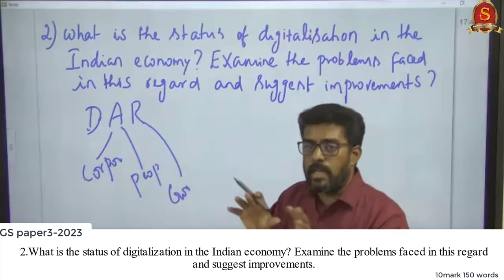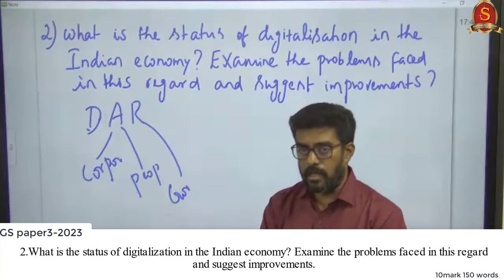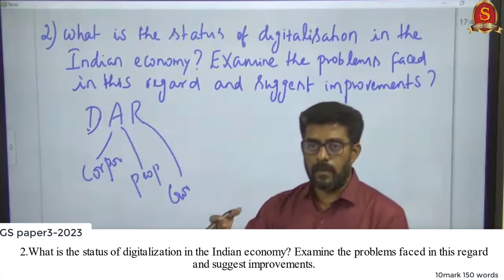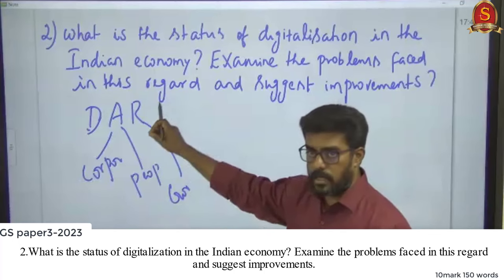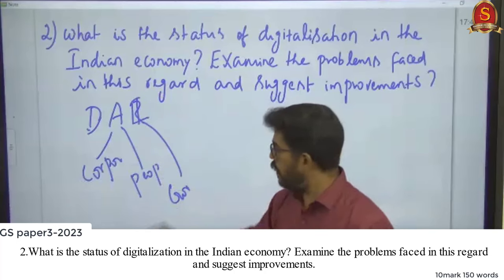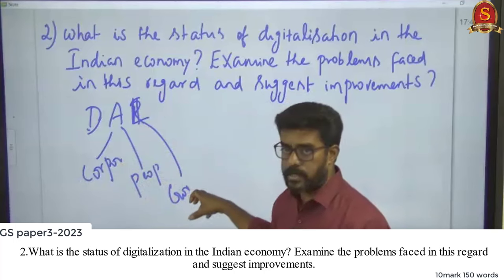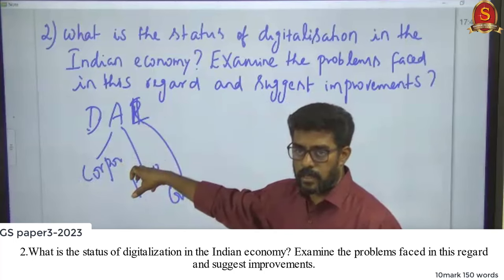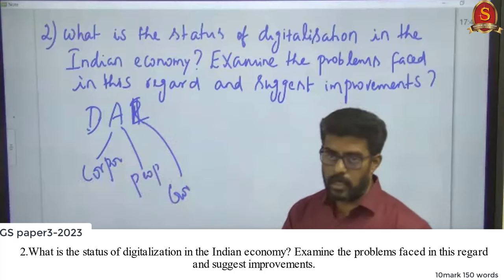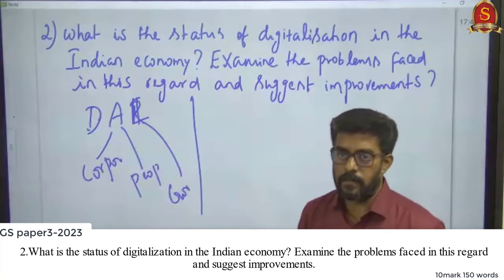So in this angle, you can give any sort of introduction. It's a process of bringing digital technologies into the economic and social aspects of the economy. Something like that you can give. And then, we have a measure at the global level, the Digital Adoption Index, released by the World Bank, where they measure based on three dimensions: digitalization at the corporate level, digitalization at the people level, and digitalization at the government level. Like this, you give a small introduction about the status of digitalization.